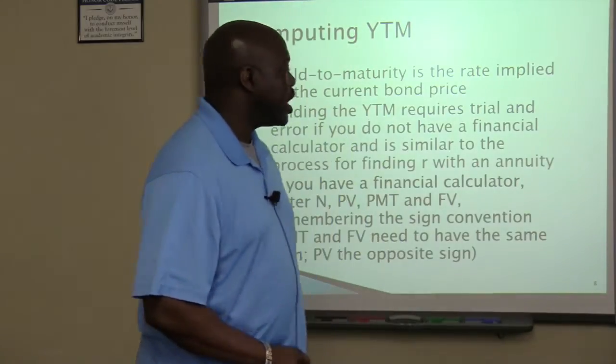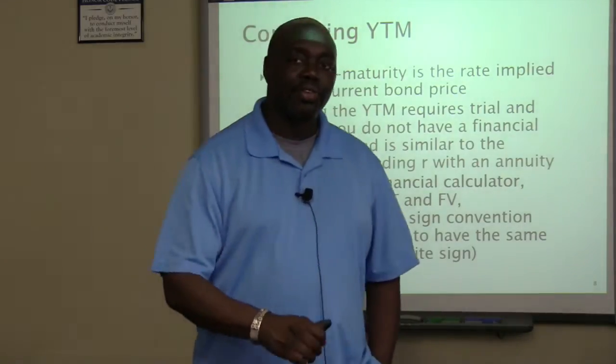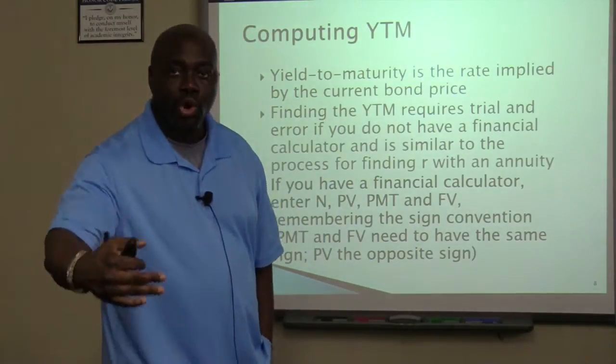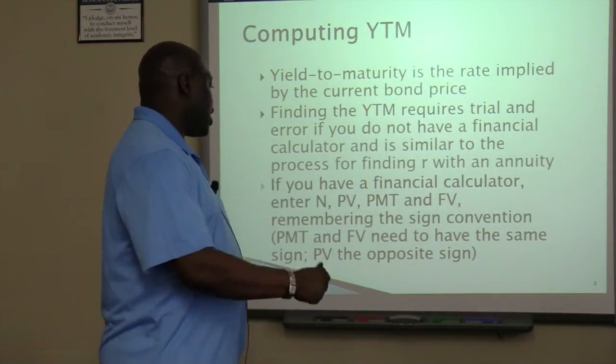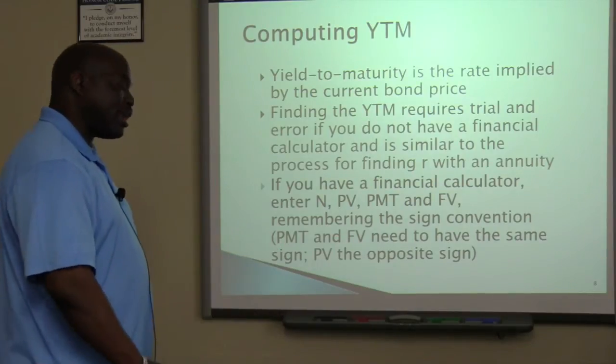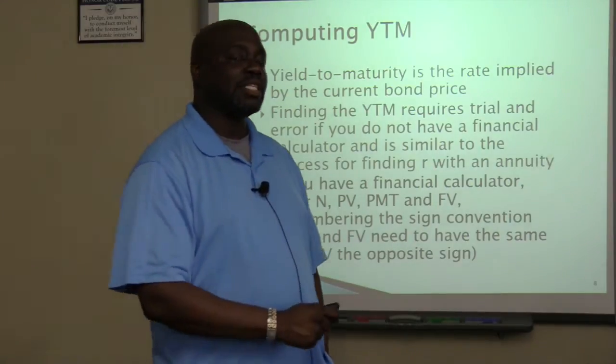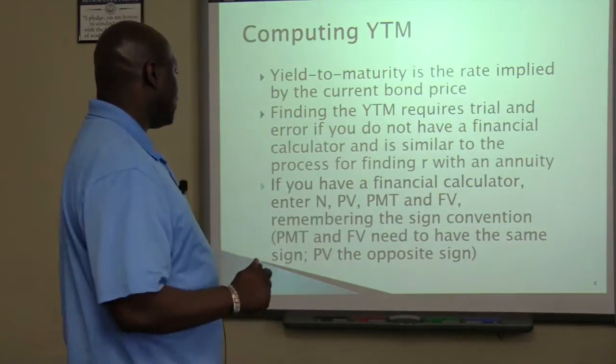Okay? This is different from an annuity where we're going to have a whole lot of negative payments for withdrawals and everything else. But with these, the payment and the future value always have the same sign, and the present value has to have the opposite sign of the payment and the future value.